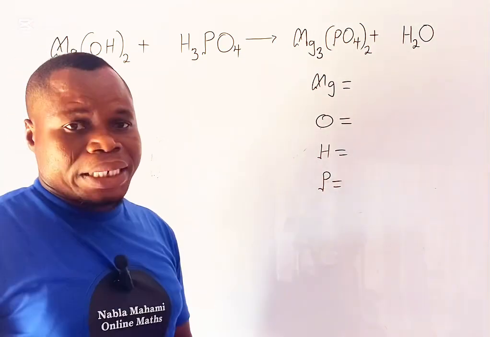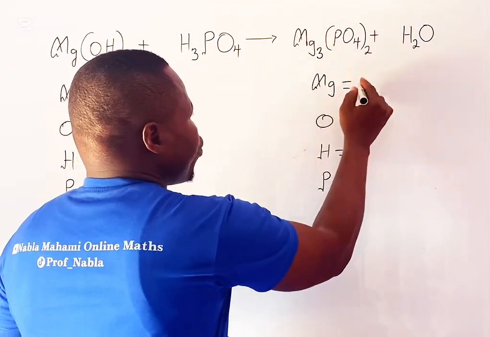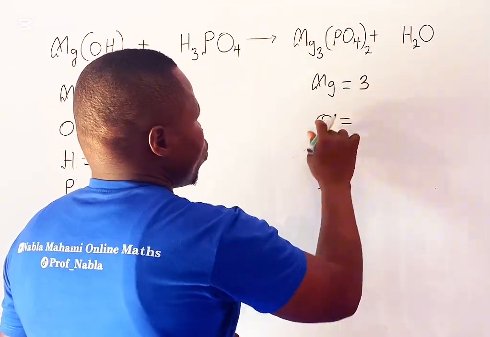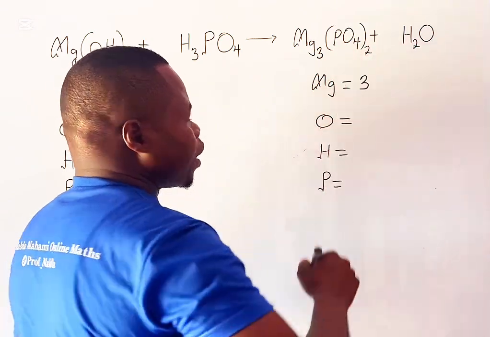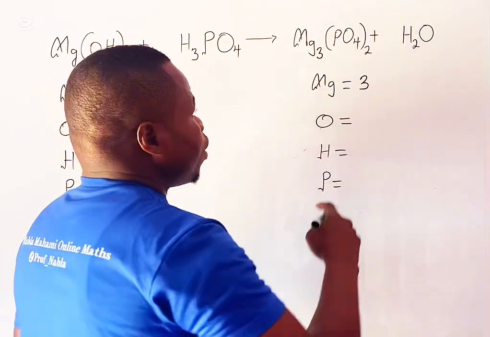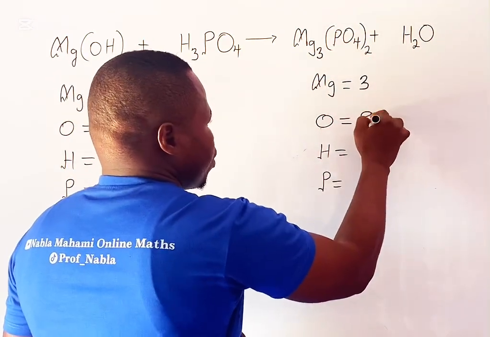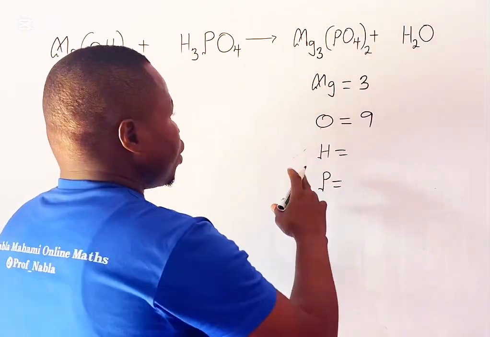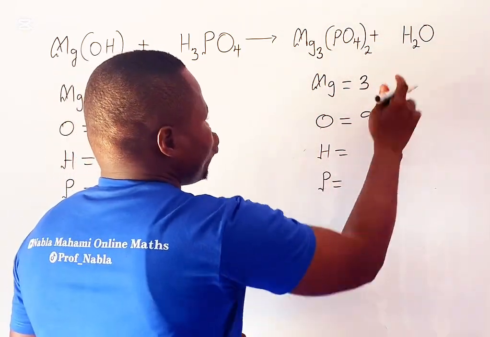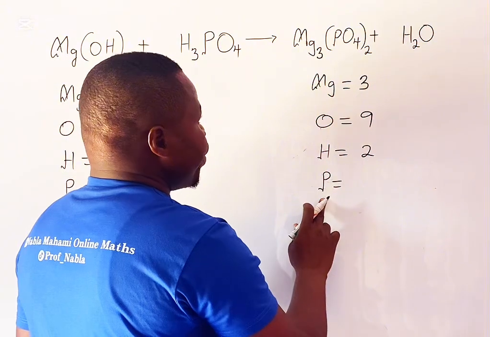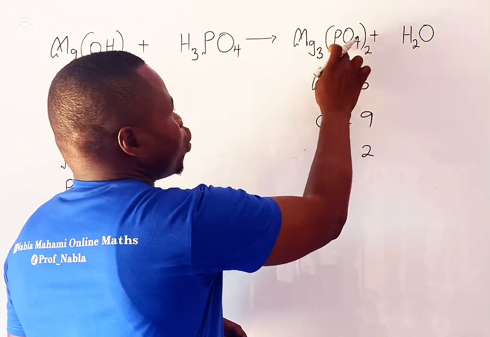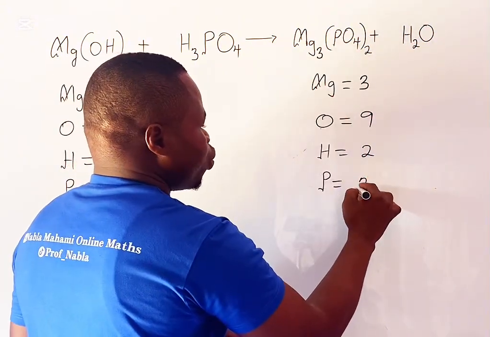For the product side, Mg, we have 3 of them. O, here we have 4 multiplying by this subscript 2, that will be 8. Then we have another O here, they will be 9. Then H, we have 2 of them. And P, we have 2 of them because this 2 is multiplying by that.